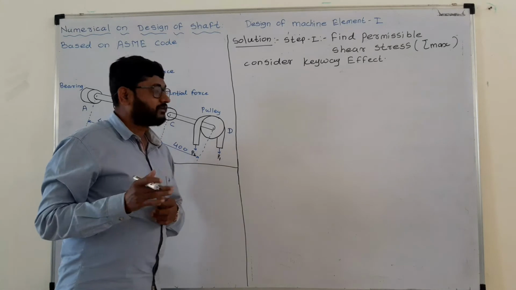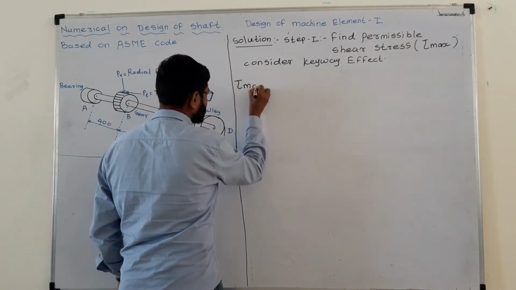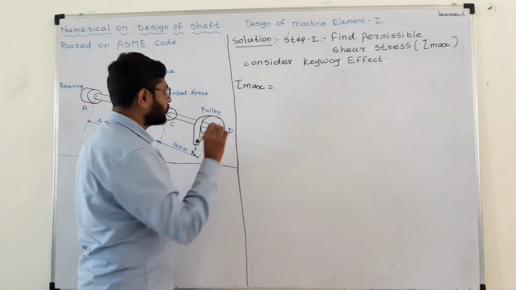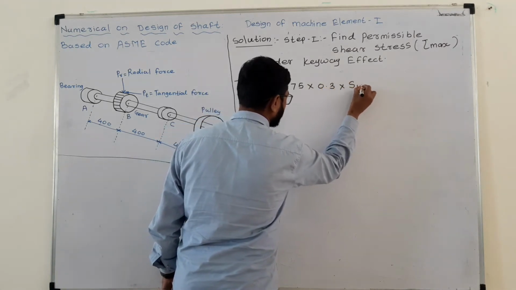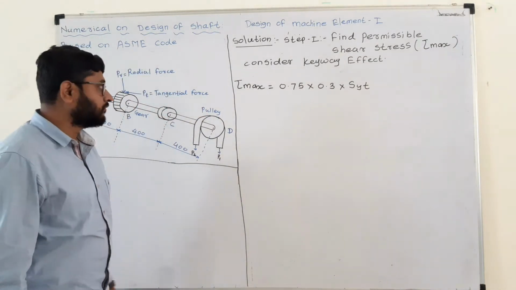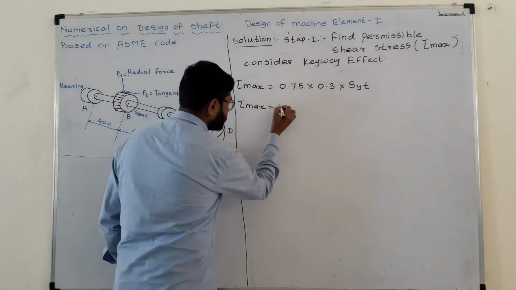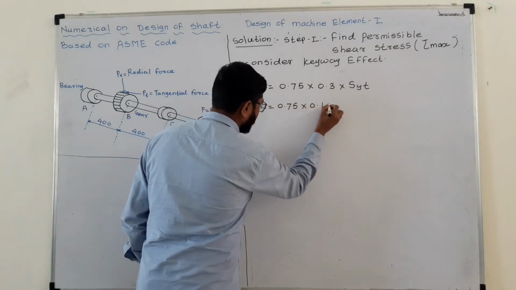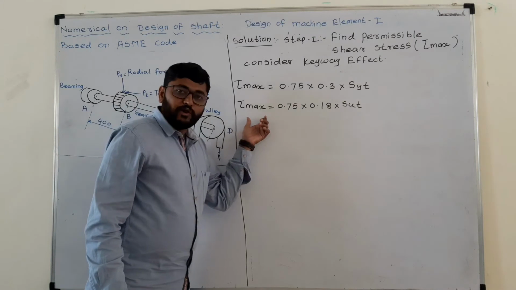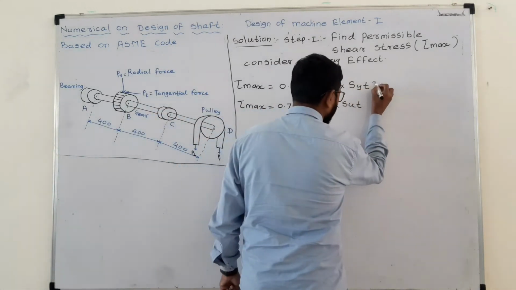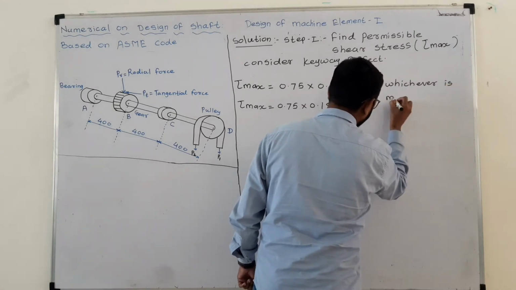So the equation to find the permissible shear stress on the basis of the ASME code is tau max equal to 0.75 into 0.3 into SYT, and also tau max equal to 0.75 into 0.18 into SUT, and we have to take the minimum value between these two, whichever is minimum.